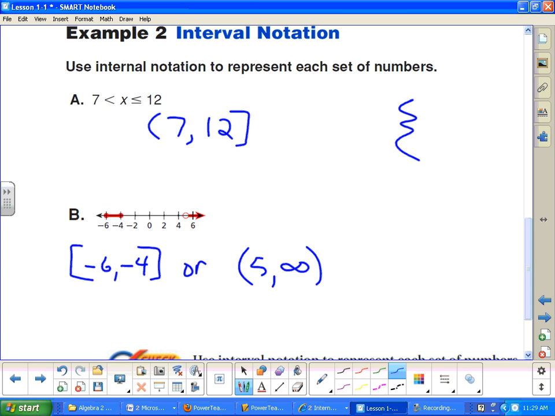Okay? That's interval notation. So here they showed an inequality and then the notation that goes with it. Here a number line and the notation that goes with it. Okay? Not roster notation, excuse me, interval notation.